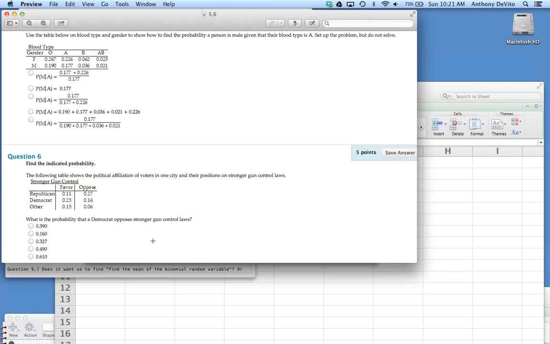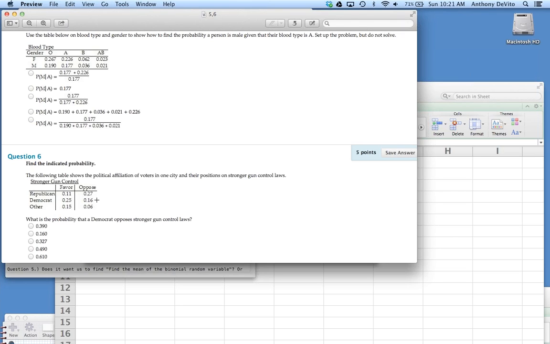I'm going to change it a little bit. What's the probability that a Republican favors gun control? Well, first of all, you have to be a Republican to start off with. So Republicans represent 0.11 and 0.27, right? That would be 0.38, right? 38% of this population. Of that, 11% favor gun control.